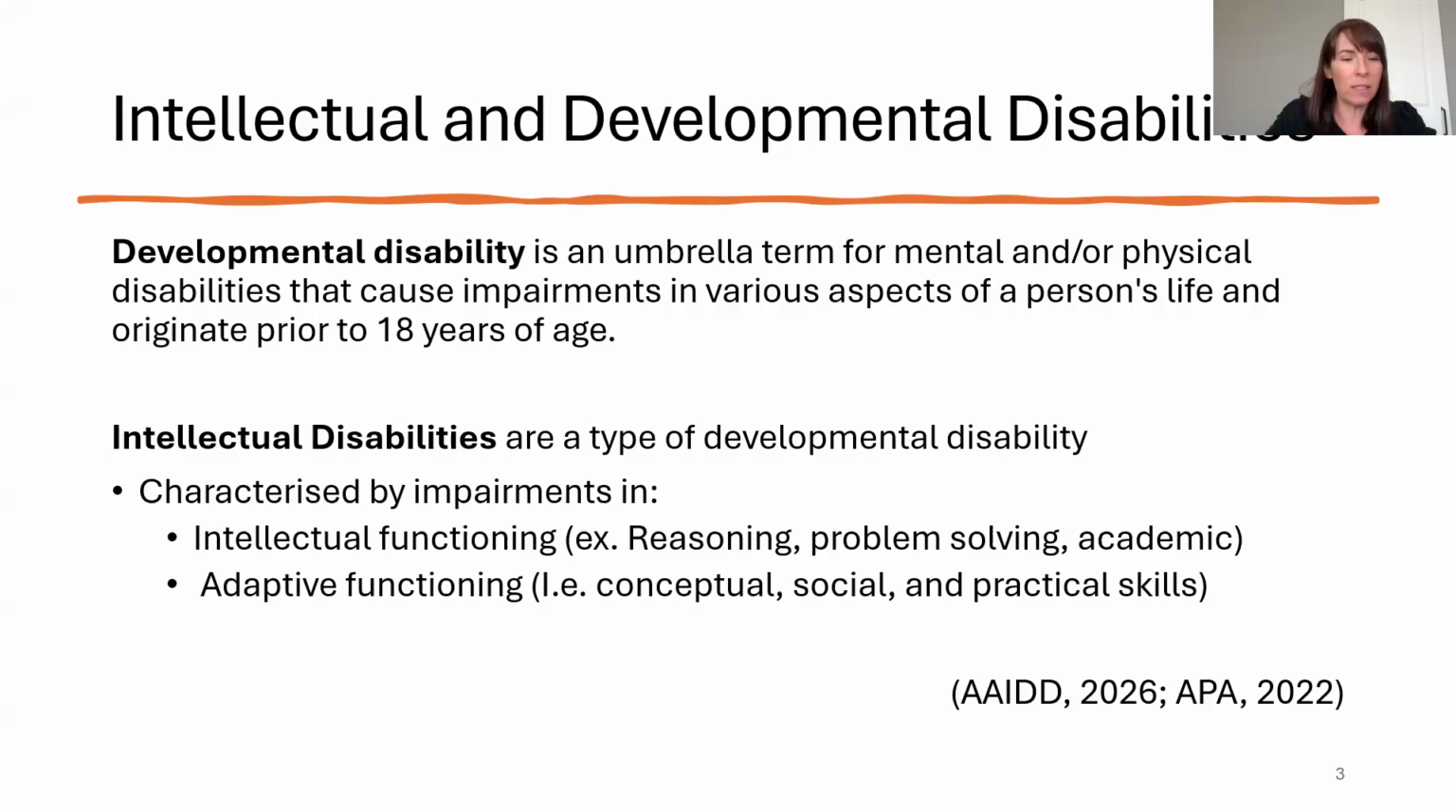Before we dig in, let's define intellectual and developmental disabilities. Developmental disability is an umbrella term for mental and physical disabilities that cause impairments in various aspects of a person's life and originate prior to 18 years of age. An intellectual disability is a type of developmental disability characterized by intellectual impairments like learning, problem solving, judgment, and academic, and those would be measured according to intelligence quotient scores below 70.